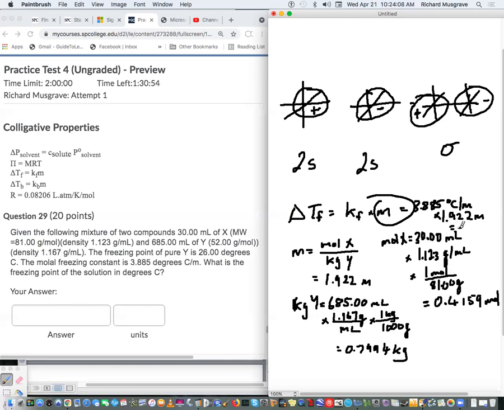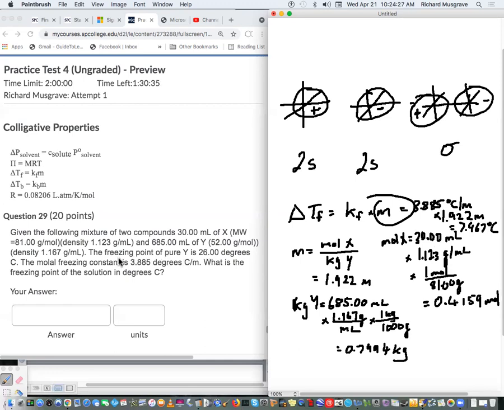And that would be, let's see, I get 7.467. And what this represents is degrees Celsius. And it's a change in temperature.